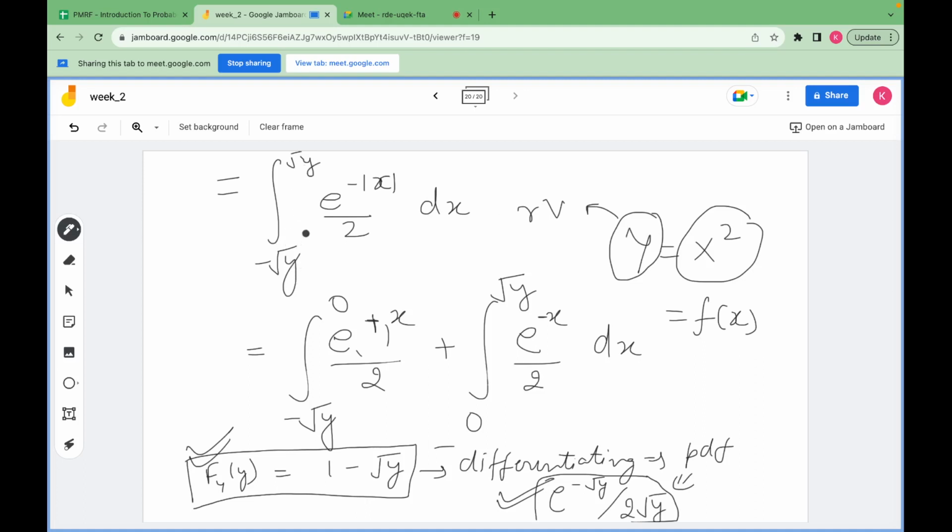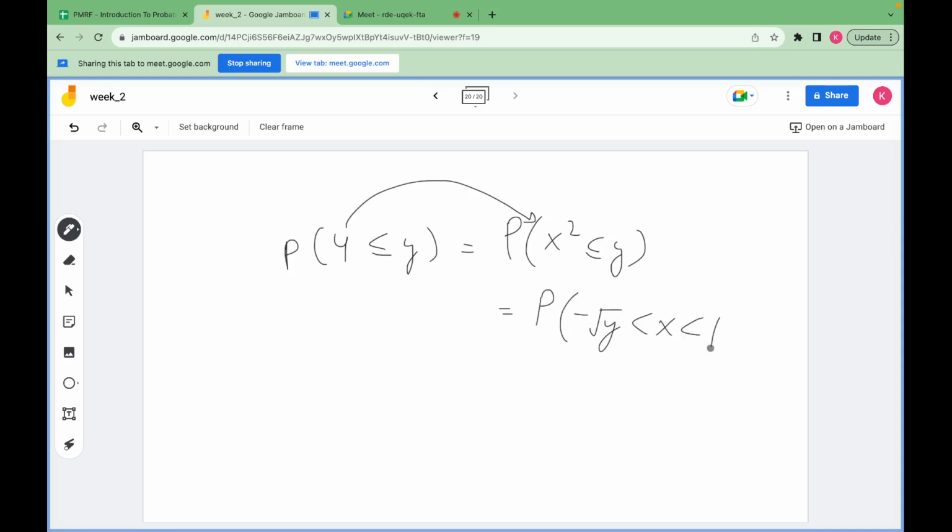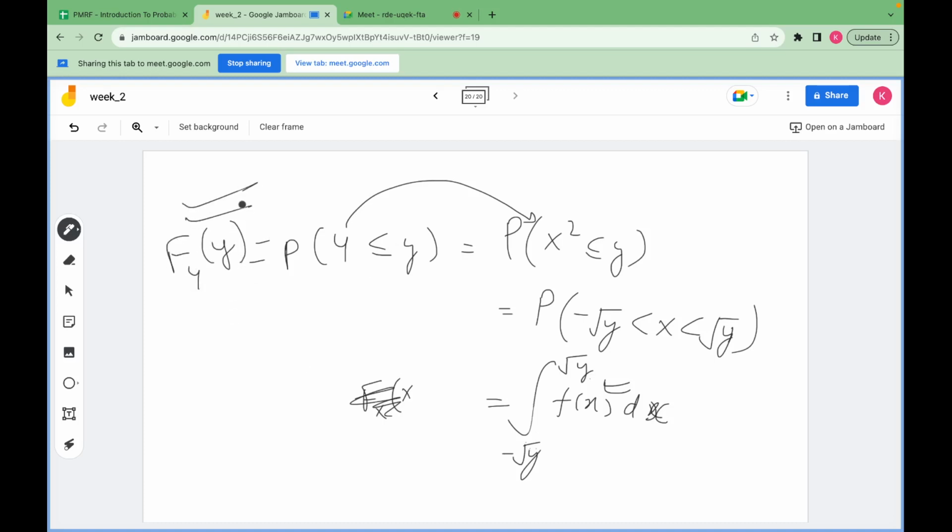Okay, so here we did something like this, right? And then we wrote this y in the form of x, and then we wrote it like this. So now this is nothing but the probability of x from minus root y to root y. So this can be solved by integrating fx dx from these limits. You can directly put the fx and then integrate it and put the limits from minus root y to plus root y, and then you are able to find this cumulative density function. Okay, so it is a much easier approach.